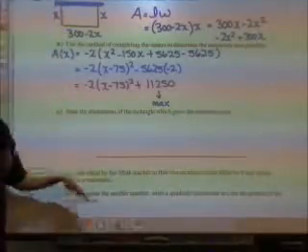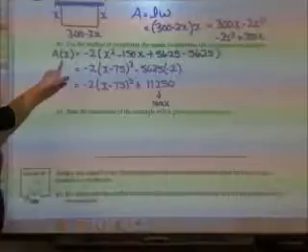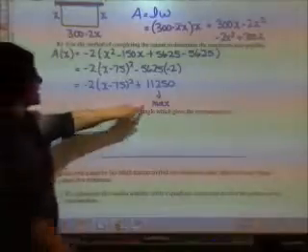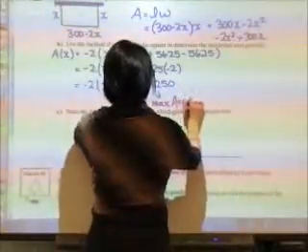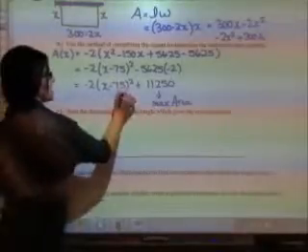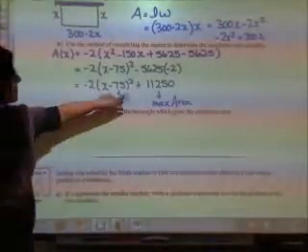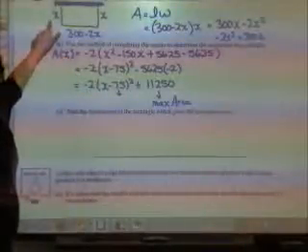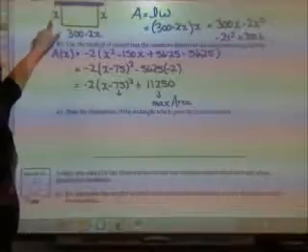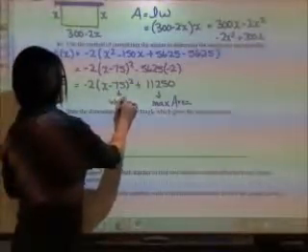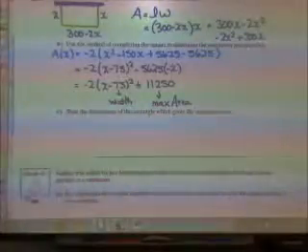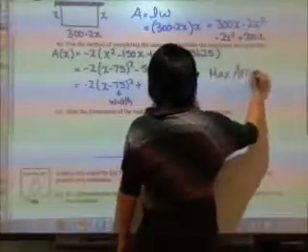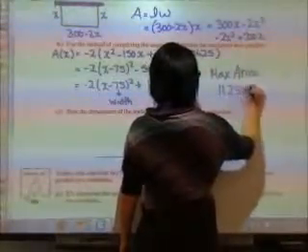What am I measuring along my vertical axis? Area. So this gives me my maximum area. What does this give me? This is the p-value, which is my x's. And what does x give me? The width. So the maximum area would be 11,250 square meters.